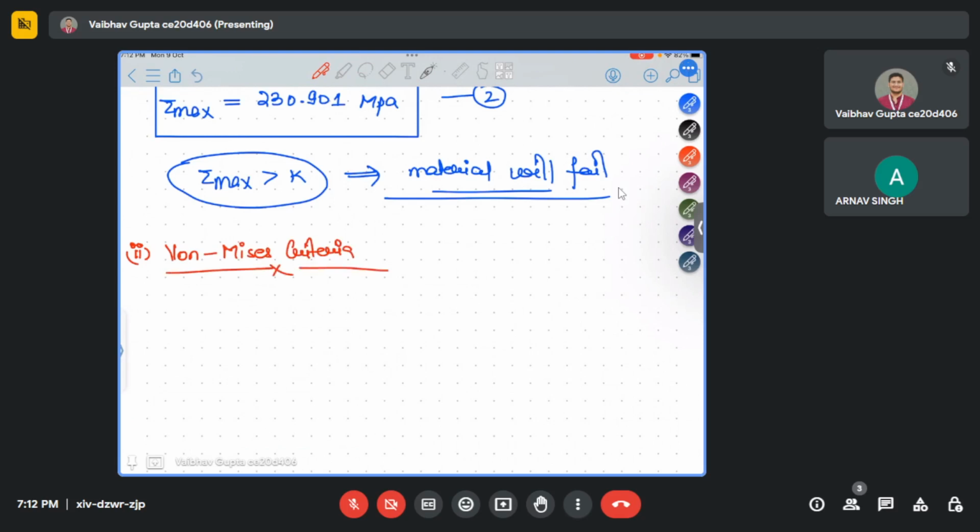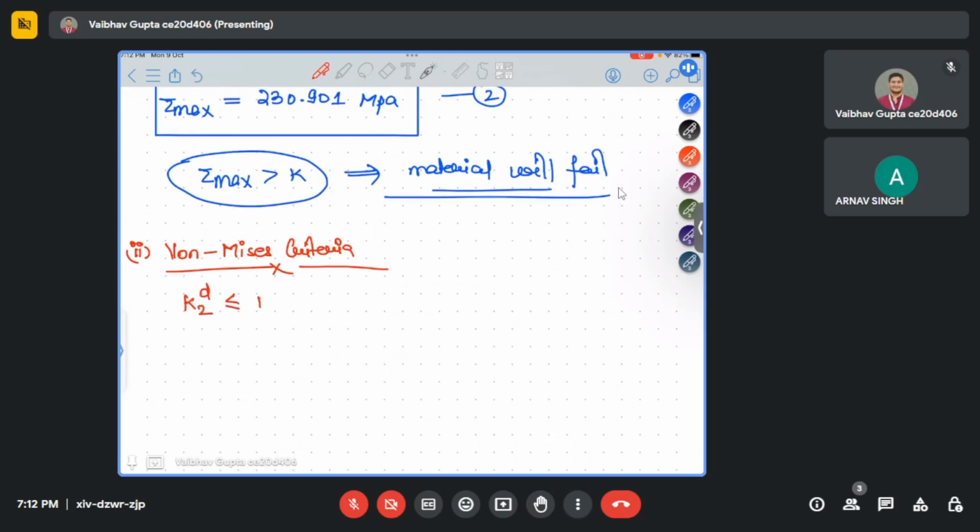So for pure shear, von Mises criteria will say K2D should be less than or equal to K square. K is given to us as 200 MPa. So K square will be equal to 200 square, which is equal to 40,000 MPa square.